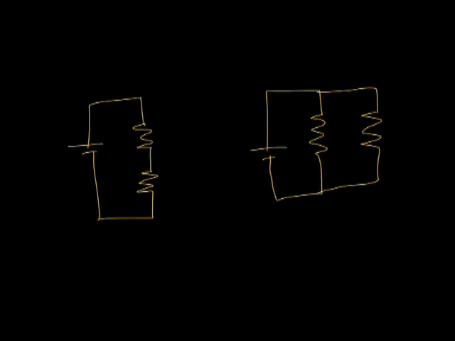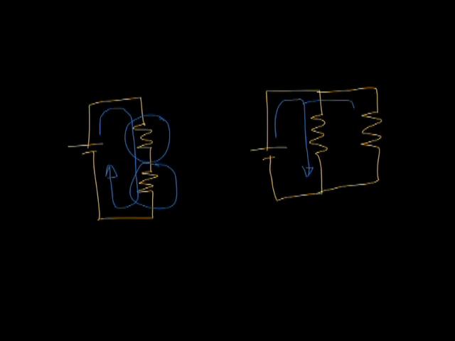So the first difference is that in a series connection circuit, the current takes just one path, and we have the same current in both resistance. While in a parallel connection, the current is taking two different paths. So the current is going to be different, depending on the value of the resistance, and then the current comes together again to get to the negative terminal.